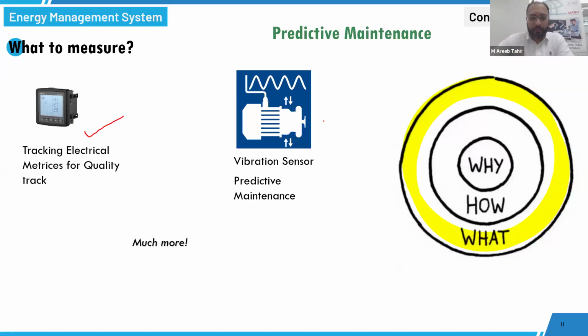And I can have sensors like vibration sensors connected on the motor. This is going to enable me to do predictive maintenance. And there are more such sensors which can be connected, such as leakage sensors, for example. Any sensor which will help me in predictive maintenance can also be connected.